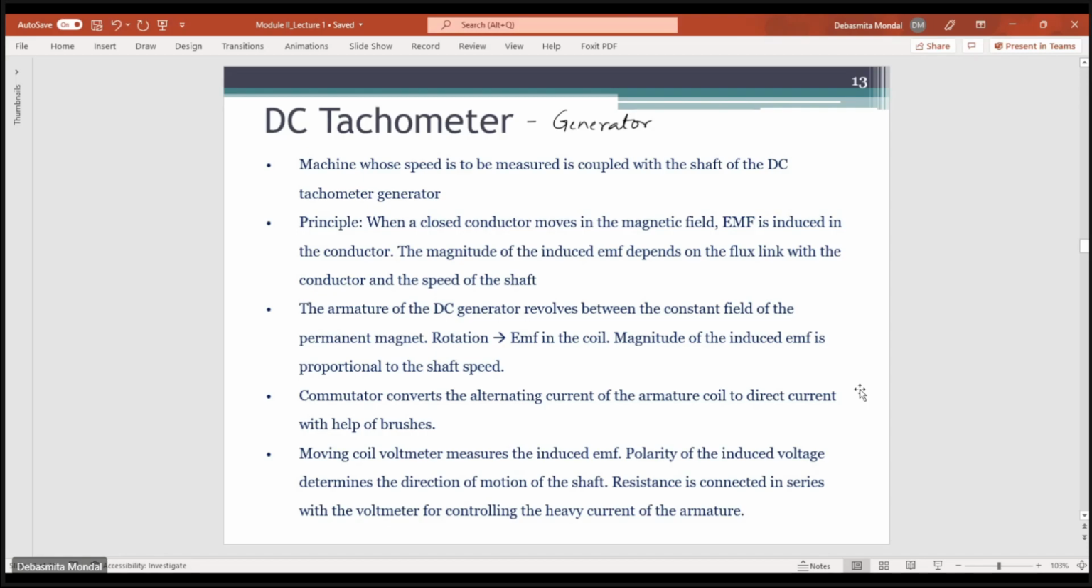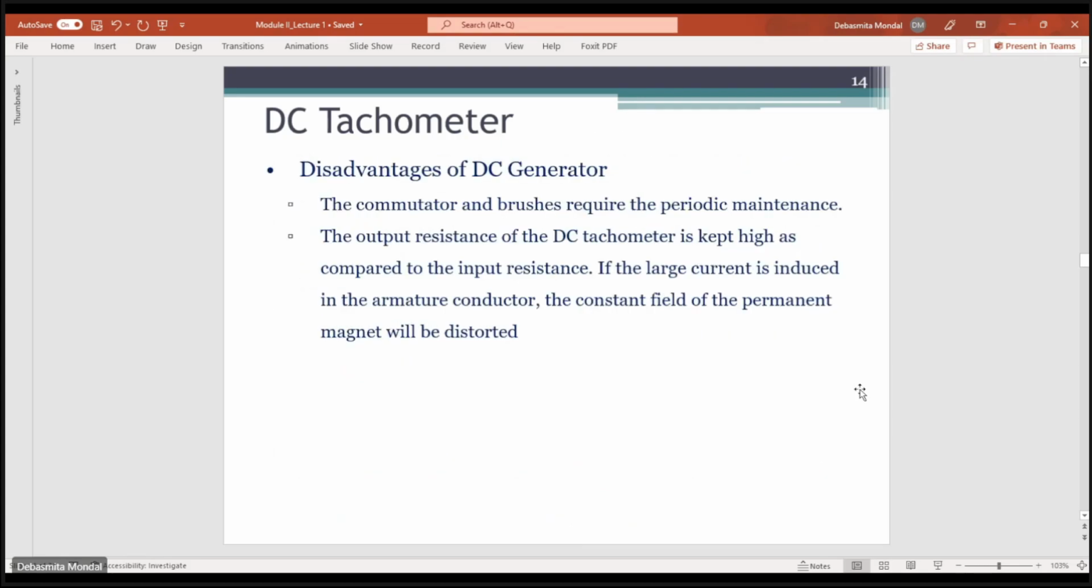And by changing the variable resistance, depending on if the current is very high, we will add a higher resistance in series, so that the voltage generated becomes a little less, and it comes in the range of the voltmeter, and it is able to measure that. Okay, so that's why we are using a resistance in series while measuring the output EMF.